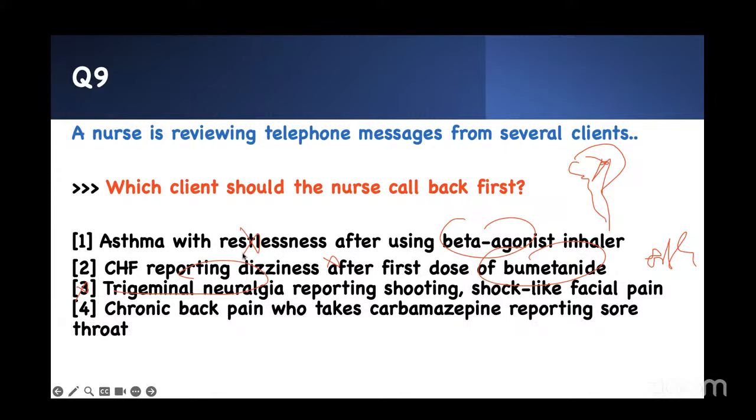Carbamazepine, what is the major side effect of it? It looks like clozapine, right? They both start with C, but clozapine is an antipsychotic and this is an anti-epileptic. But the number 1 problem is what? Agranulocytosis. Sore throat and agranulocytosis are not friends. Therefore, number 4 is your right answer.